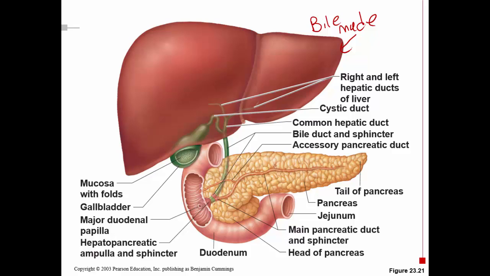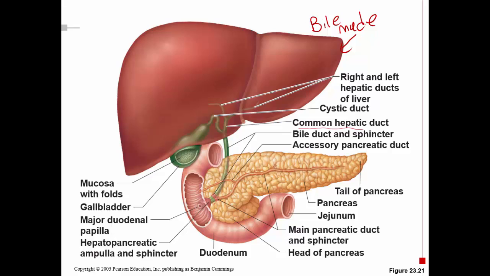On the right side of the liver, the bile is going to enter the right hepatic duct, and from the left side, the left hepatic duct. The right and the left hepatic duct combine to form the common hepatic duct. These are things you had to find on your dissection. And the common hepatic duct flows into the bile duct.